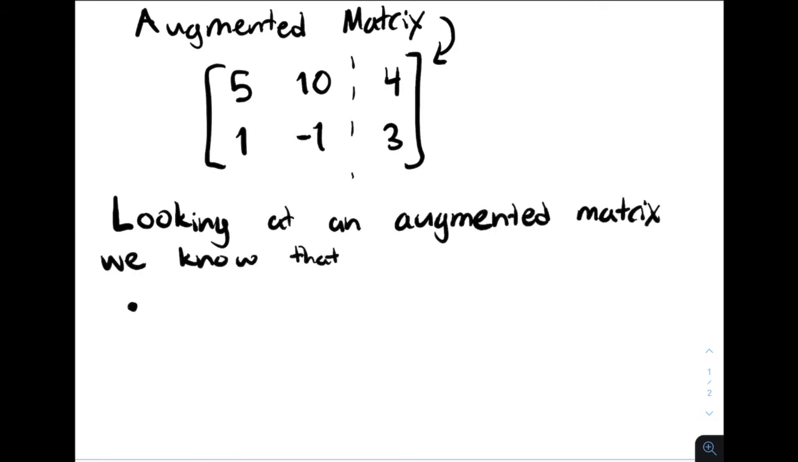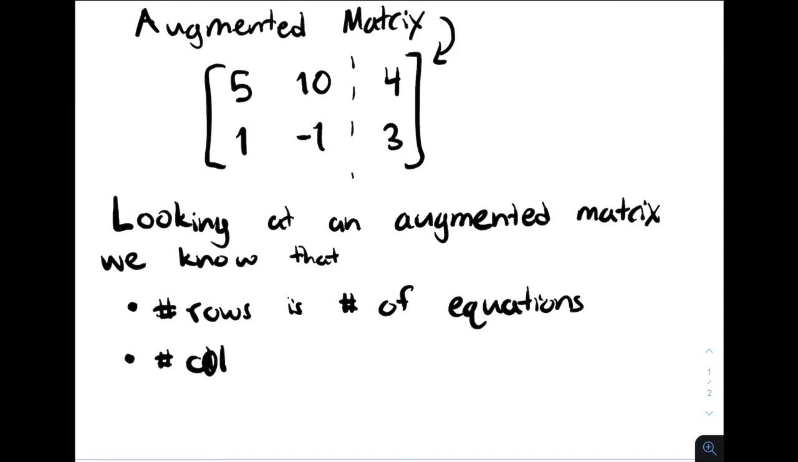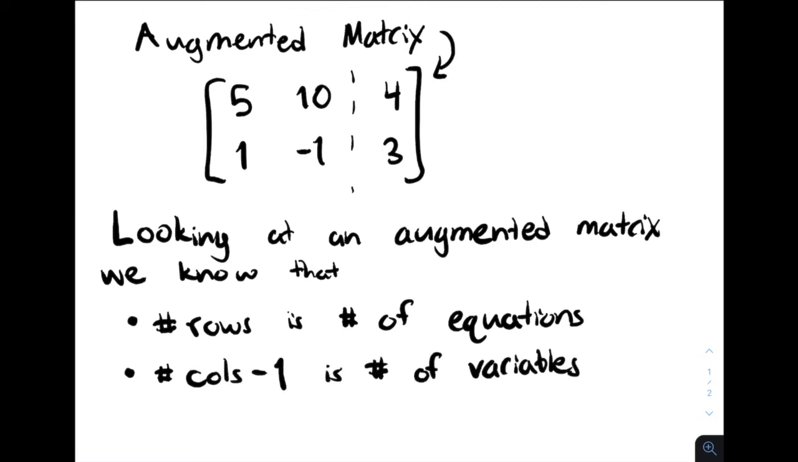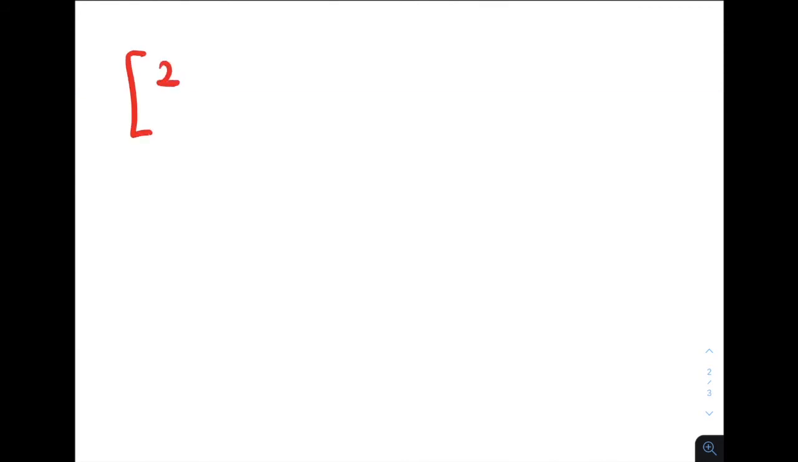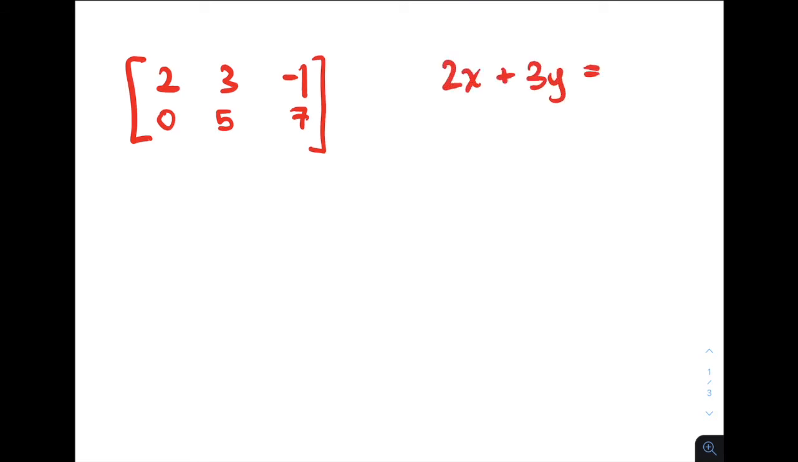If we look at an augmented matrix, we can immediately see that the number of rows tells us the number of equations of the original system. And the number of columns minus 1, because we don't want to count that extra augmented column, is the number of variables of the system. Given an augmented matrix, we can convert it to a system, or vice versa.